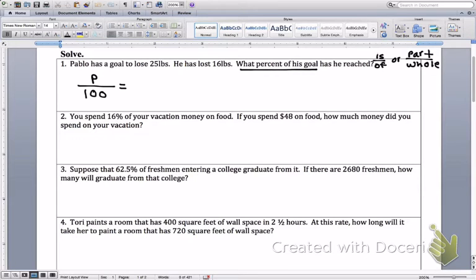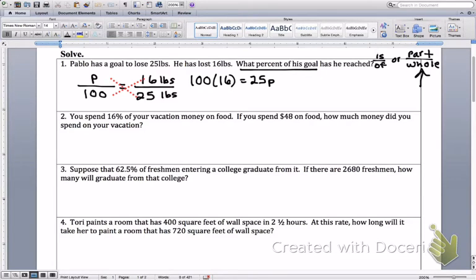If we look at part over whole, his big goal is to lose 25 pounds, so that goes on the bottom. He has already lost 16, which is part of his total weight loss goal. So now we have a proportion, and we're solving for the percent. We can cross multiply: 100 times 16 equals P times 25, or 25P.